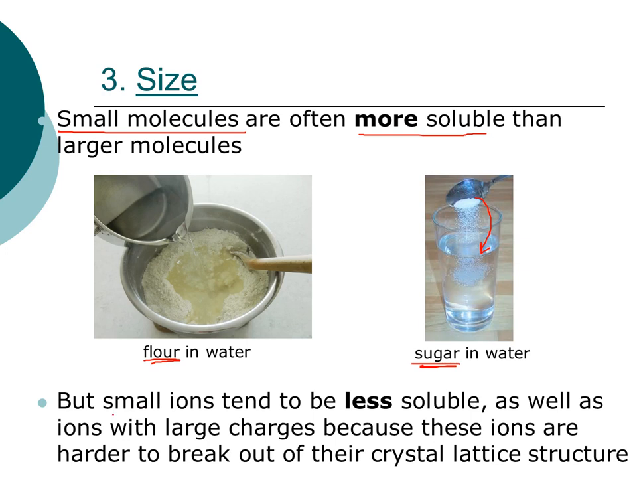This does not apply for ions though. Generally small ions tend to be less soluble, and this is different because ions form this crystal lattice structure. So small ones or ones with large charges tend not to want to leave their crystal lattice, so they will be hard to dissolve. Molecules not being ionic, smaller ones will dissolve more easily.